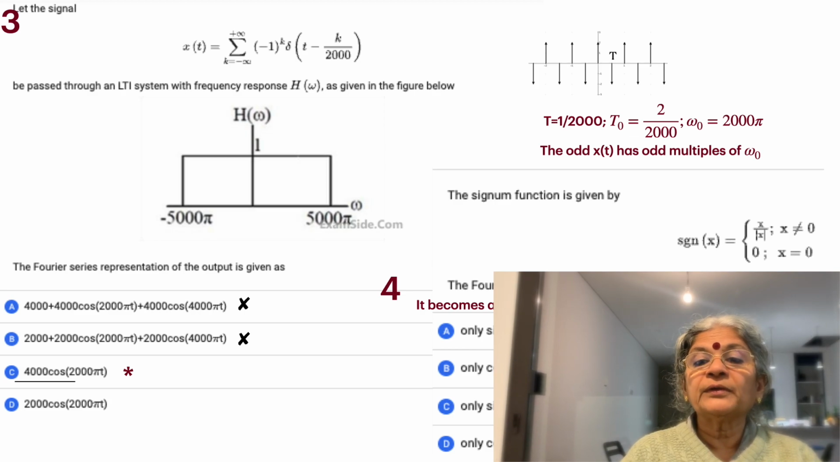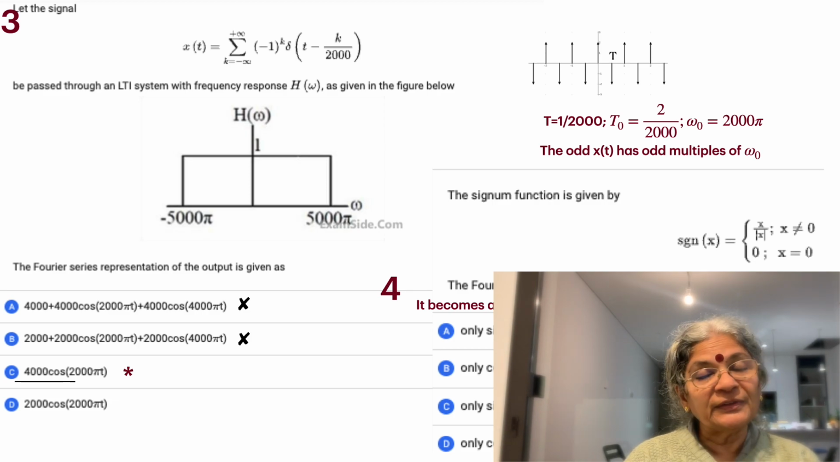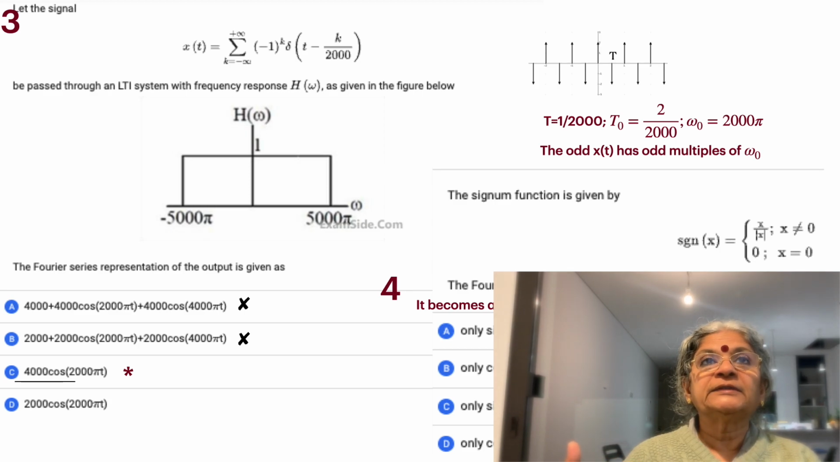Now when we have such a signal, obviously this is an odd signal, and so it will have odd multiples of omega naught only in the Fourier series representation, which means that we should have 3 times omega naught, 6000 pi, and then 5 times omega naught, 10,000 pi, and so 4000 is removed. I'm sorry, no even multiples are allowed, only odd multiples are allowed because the signal is odd in nature. So we see that we remove options A and B.